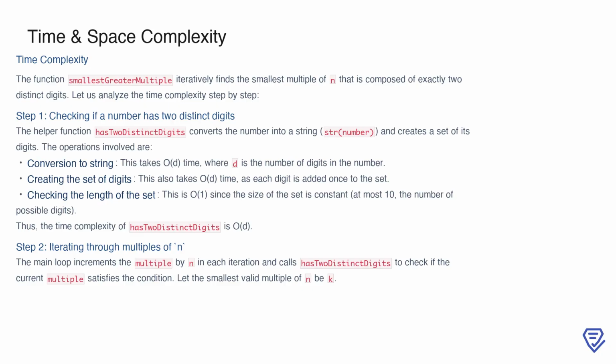Next, we have the main loop of the function, which iterates through multiples of n. For each multiple, has two distinct digits is called to evaluate if the condition is satisfied. If the smallest valid multiple is k, then the number of iterations in this loop is proportional to k/n.